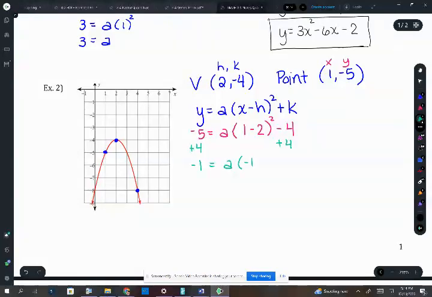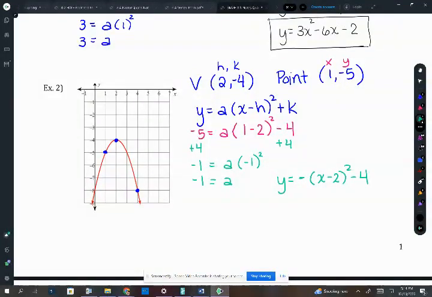1 minus 2 is -1 squared. And again, this is a nice one because -1 squared is just +1. So we're left with a is equal to -1. And as we look at our equation, we have y is equal to negative, and you guys can put the 1 in there or not, x minus 2 squared plus or minus, in this case, k, which is our -4. So again, this is vertex form.